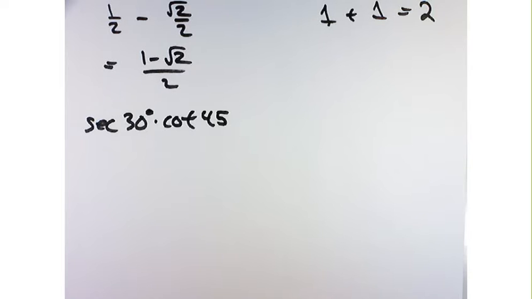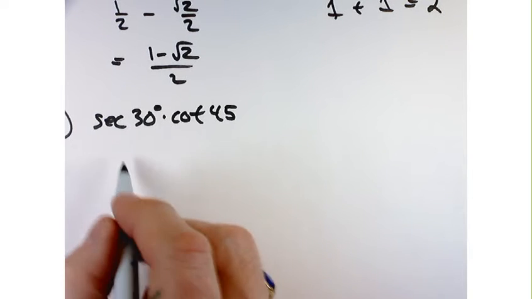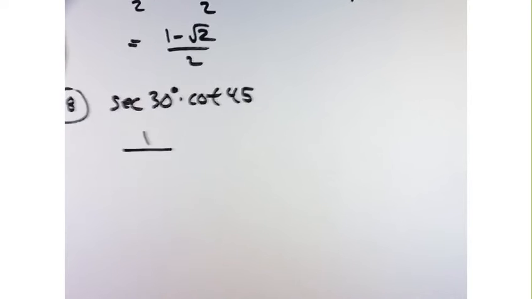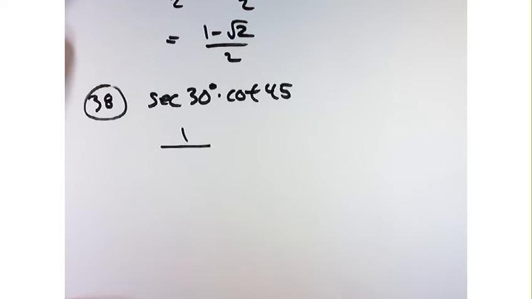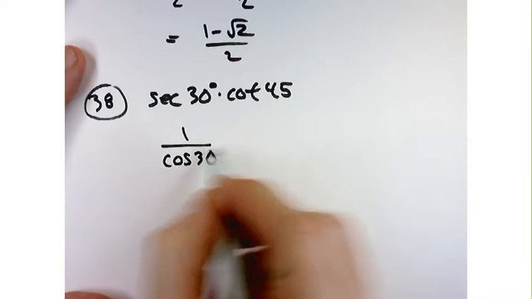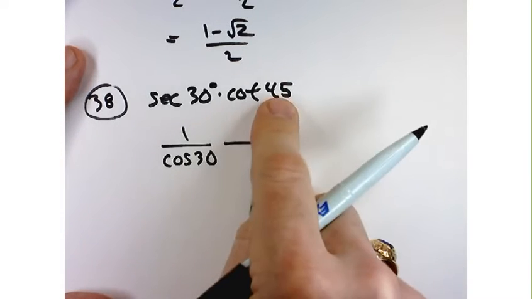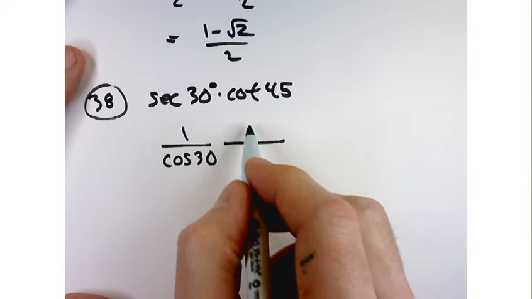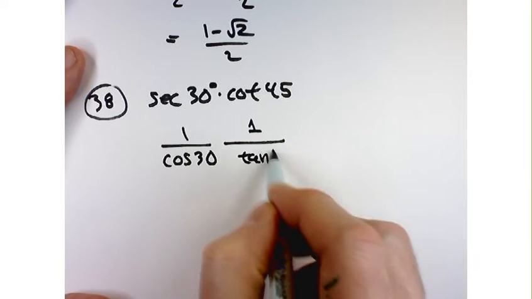All right, well, the secant is the reciprocal of which trigonometric function? Which one of our basic ones? Is it sine or cosine? Cosine. So it's a reciprocal of the cosine. And the cotangent is the reciprocal of the tangent. So it's 1 over the tangent of 45.